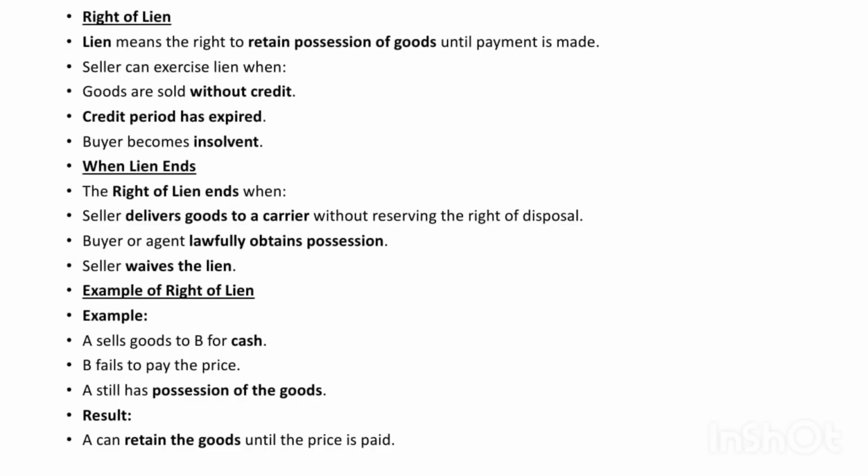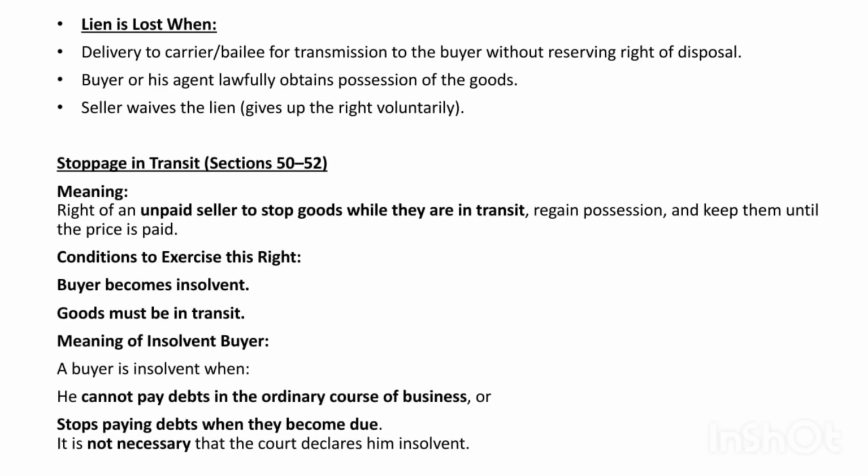Now let's move on to the next topic, that is, when lien is lost. It can be lost or ended in three cases. First, delivery to a carrier or bailee for transmission to the buyer without reserving the right of disposal. So once the seller gives goods to transport and doesn't keep control, the lien is gone. Second, the buyer or his agent lawfully obtains possession of the goods. So if the buyer gets the goods, even by accident, the seller cannot claim lien again. Third, the seller waives the lien.